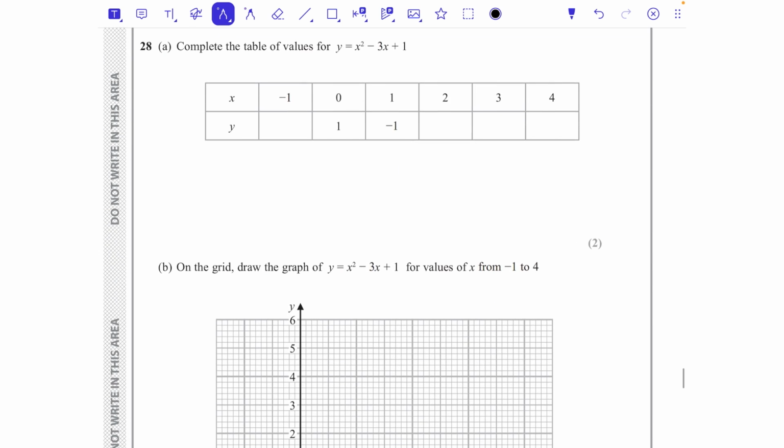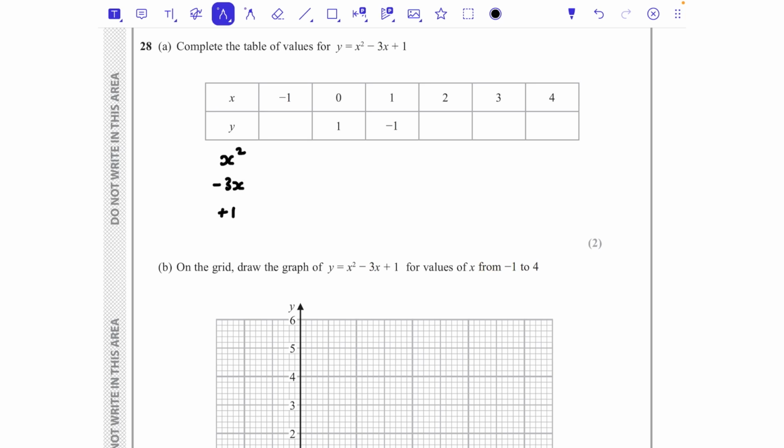Question number 28. Complete the table of values for y equals x squared minus 3x add 1. So with this, instead of trying to cram it all into your working somewhere, I like to lay it out in stages. So if you want to know what y is, you need to do x squared. You also need to do minus 3x. And then you also need to add 1. Those are the 3 things that you need to combine together to get y. So I'm just going to lay that out underneath and then I'll collect them all up and put that as my answer for y.